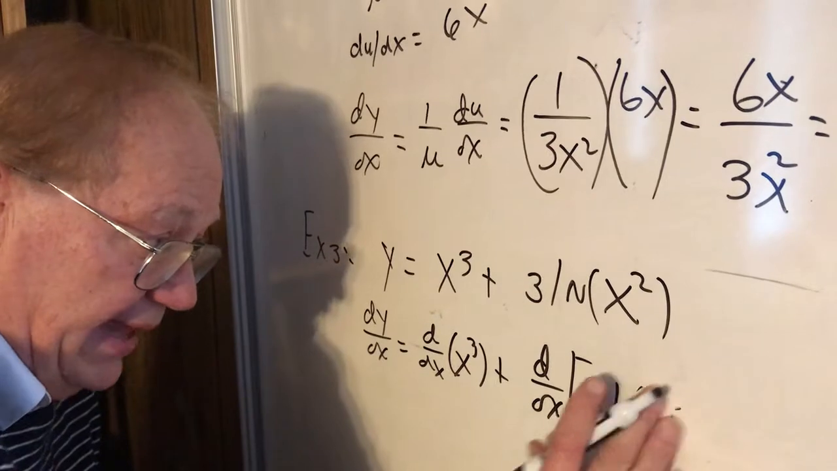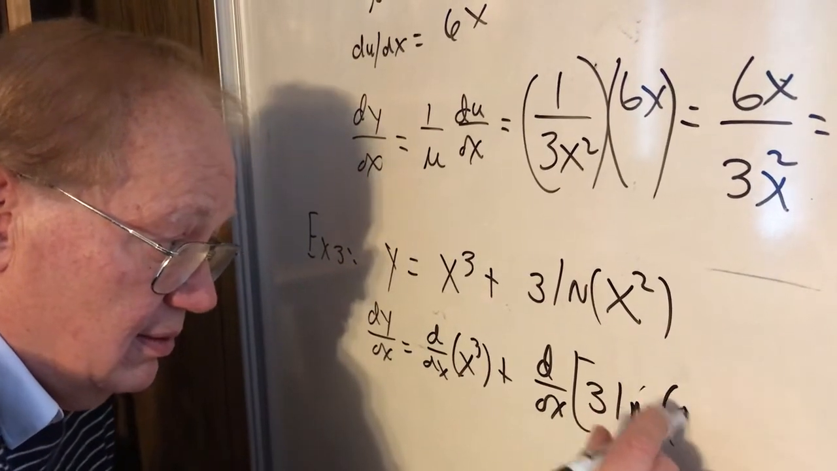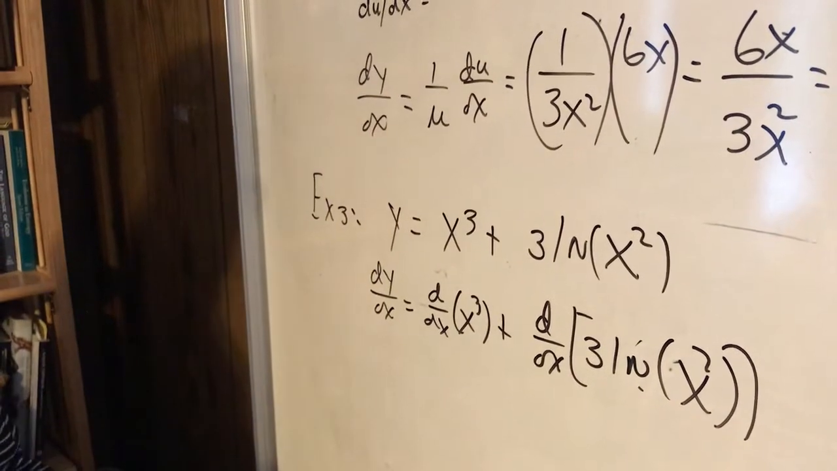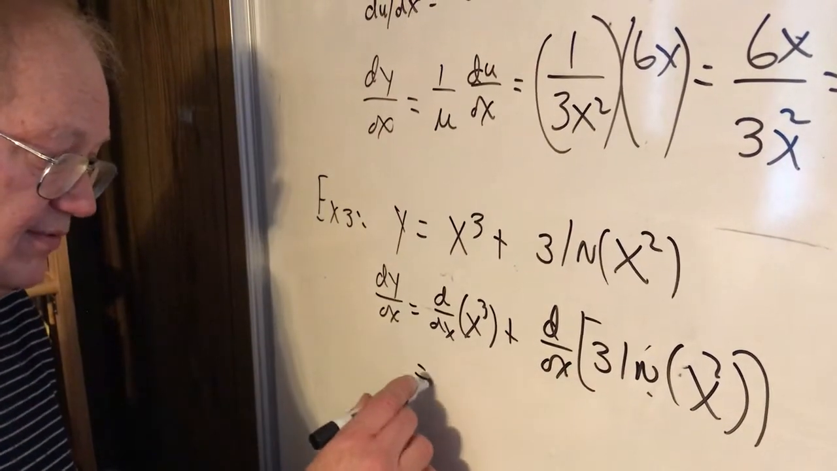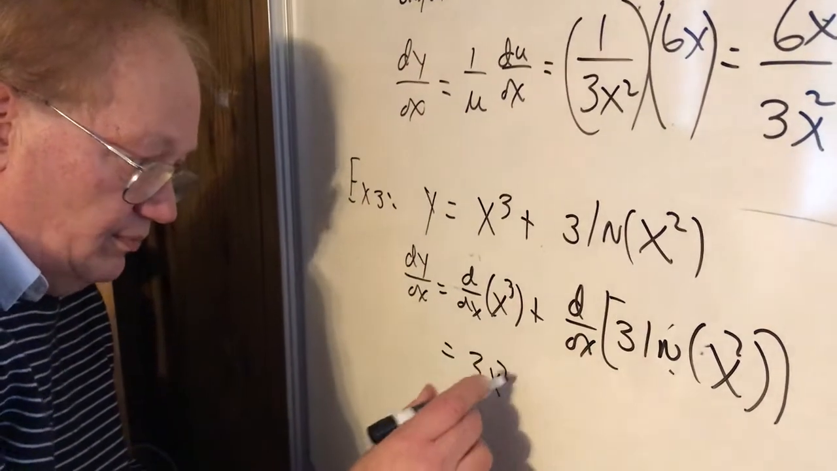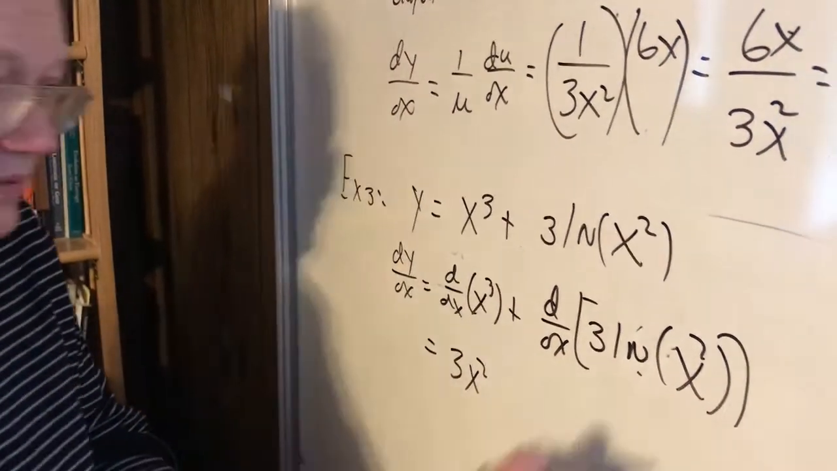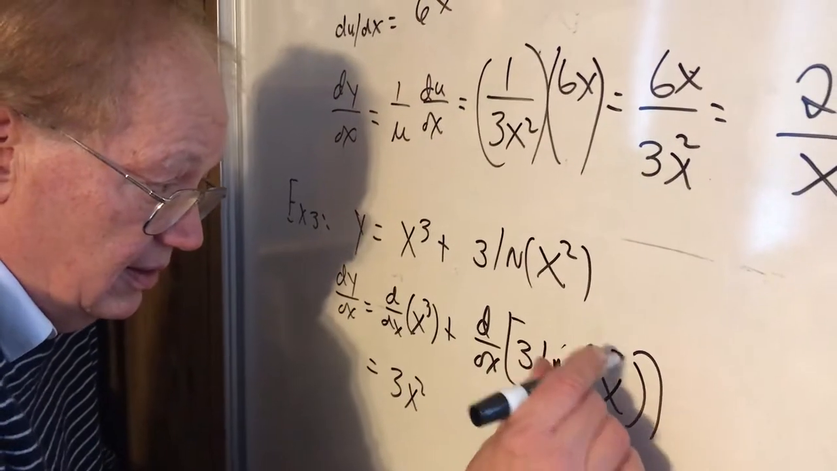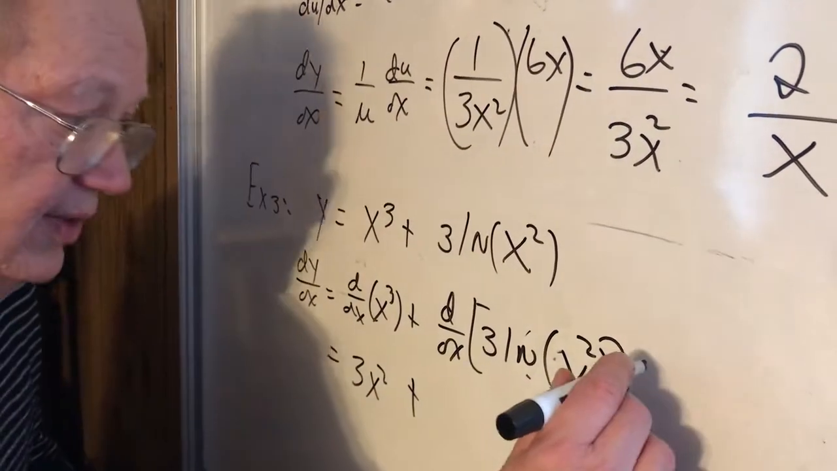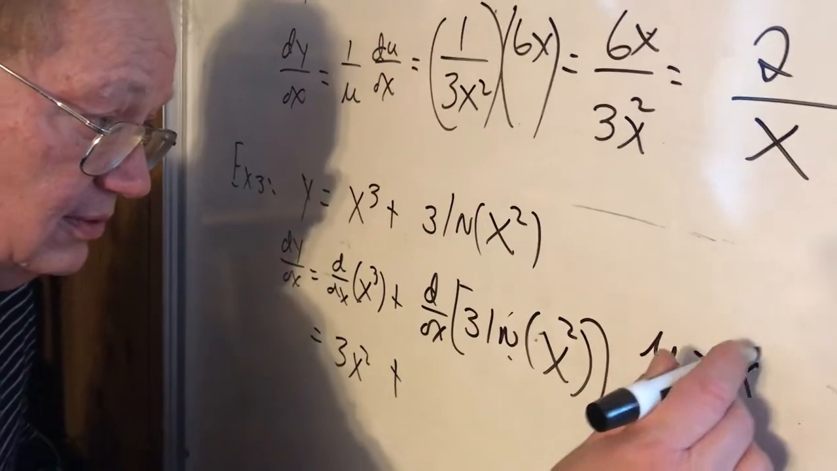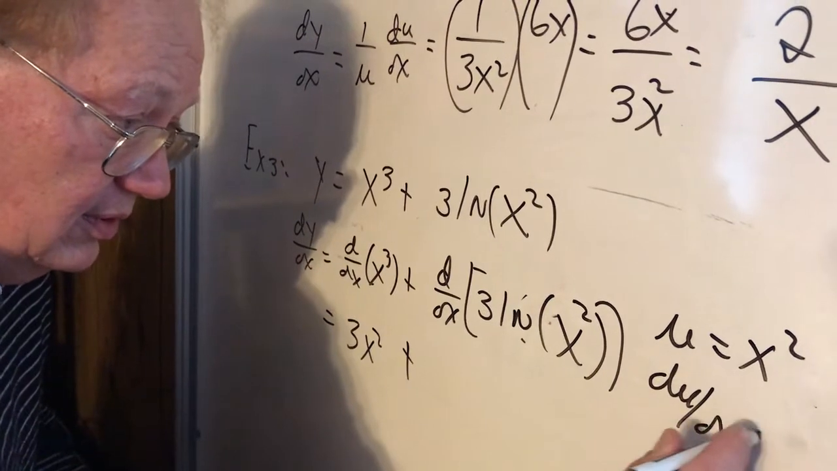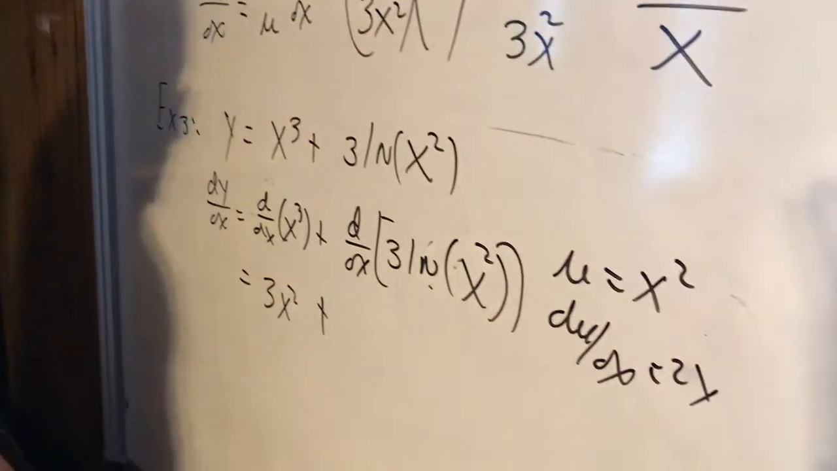I forgot to put the n. Okay, so this is easy. The derivative of this is 3x squared. That's a simple power rule. Now this is an x squared. So this says let u equal x squared. So du/dx is 2x.